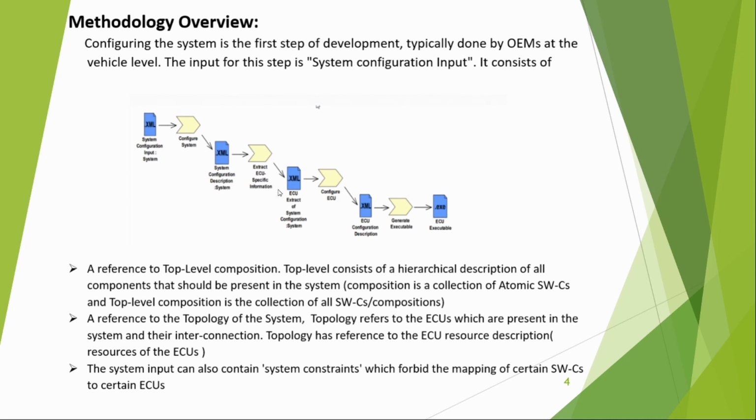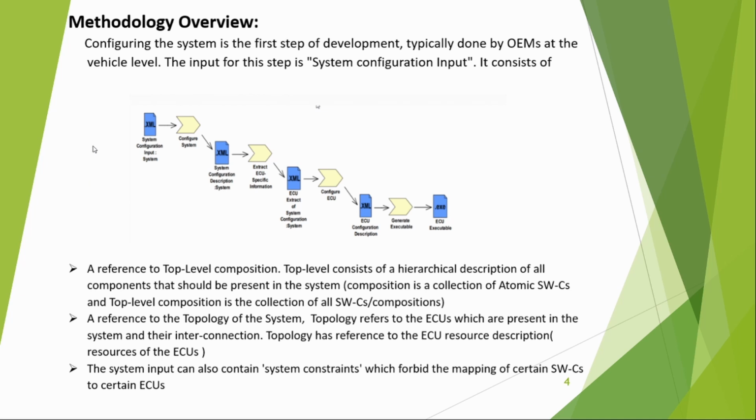So this is the diagram which shows this, and the first step is the input configuration. So creating this system configuration input XML, this XML will contain a list of which software components should be present. This is decided based on the features the vehicle should have. Based on the features, they will list which software components should be there, and they also decide what the network topology of the vehicle is, what are the buses, how many ECUs it should have, and how the ECUs are connected to the buses.